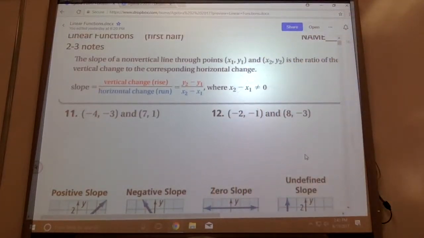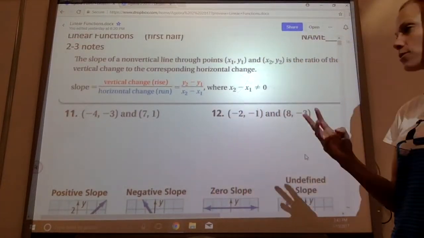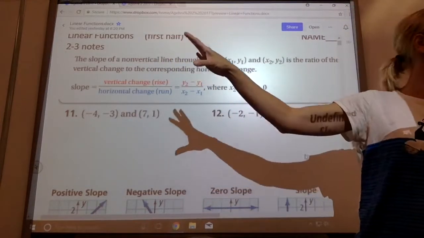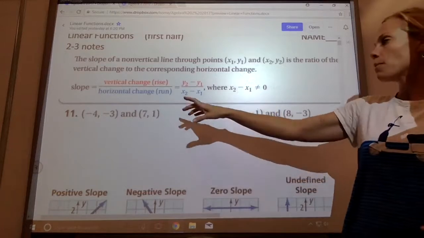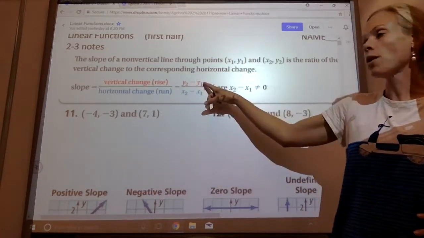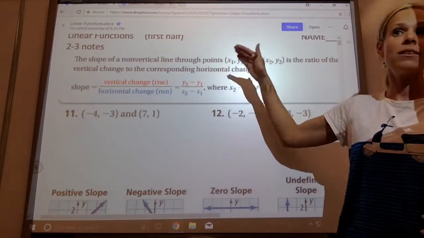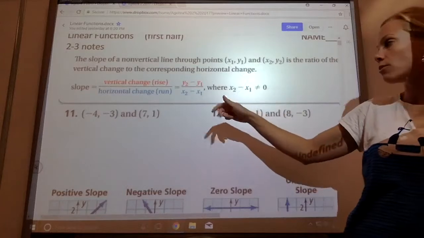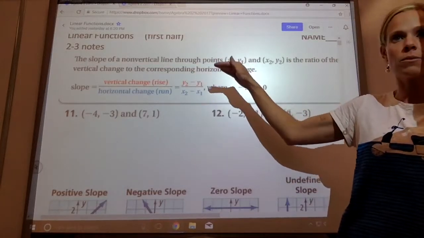Okay, two things today: slope and slope-intercept form. If you look here, this should all look familiar for finding slope. We've done this before. But the big thing that I've noticed today is make sure the difference of y's is on top and the difference of x's is on bottom. That's really important. You can't switch that. You can't have x's on top, y's on the bottom. It has to be y's on top.